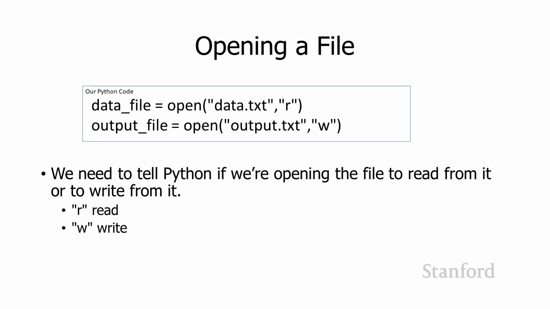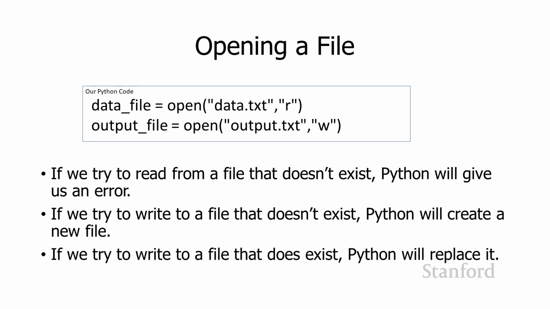Okay, so open the name of the file. Notice that is a string. Followed by a second string, which is going to tell Python if we're going to read from the file or write to it. Use a string with just an R character in it if we're going to read, and just a string with a W character in it if we're going to write. And so that whole open will return a value which we can use to access the file.